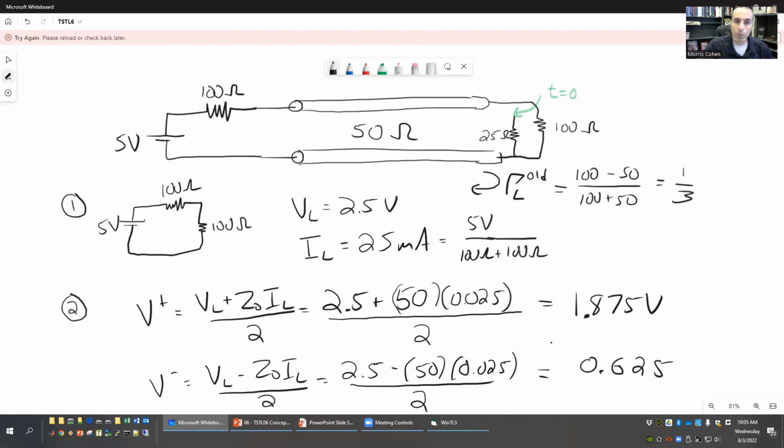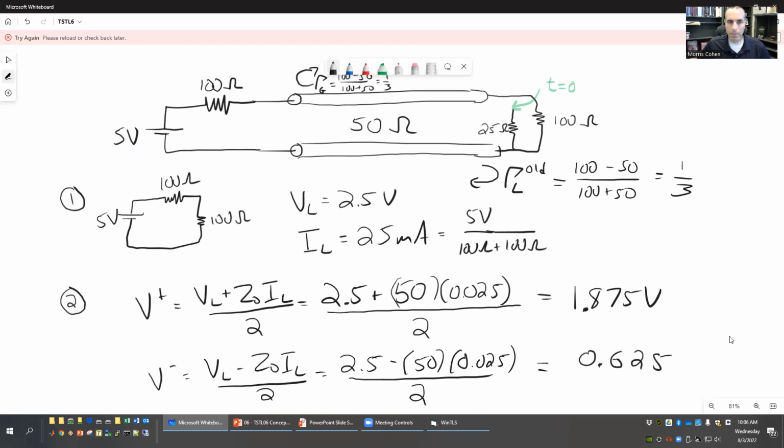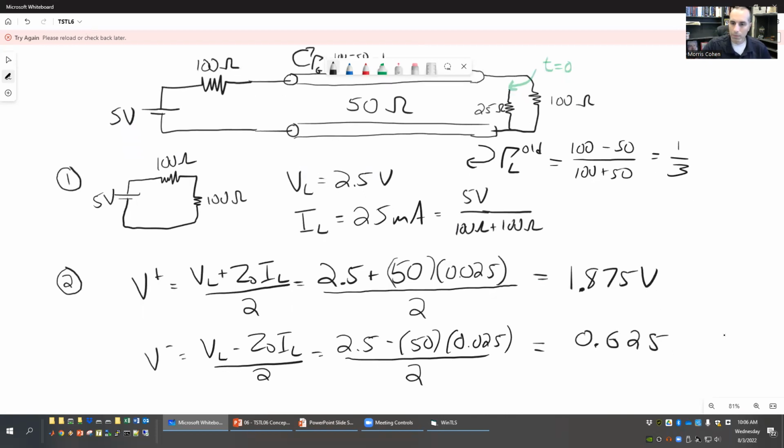So that's good. Let's do one more sanity check, which is that gamma G equals (100 minus 50) over (100 plus 50). That's also 1/3. Okay. And so you also can see that V positive equals V negative times gamma G plus the voltage that's inserted by the generator, right?